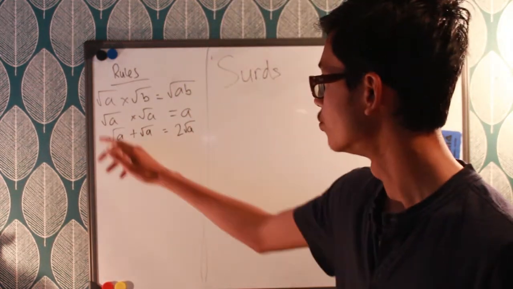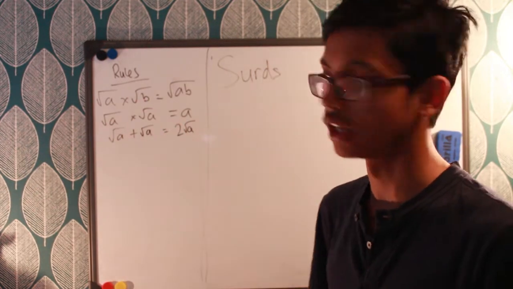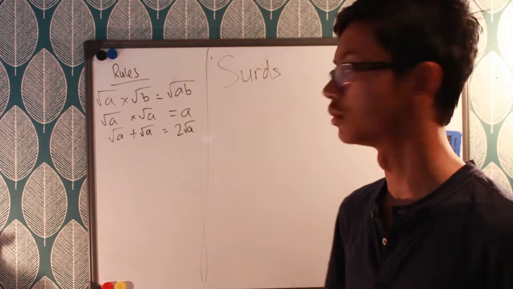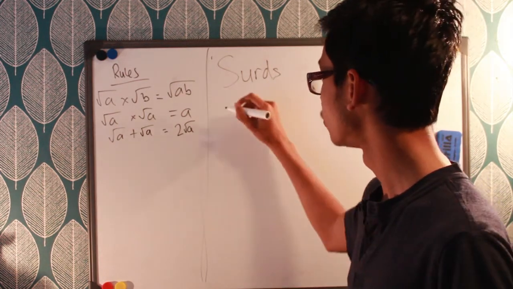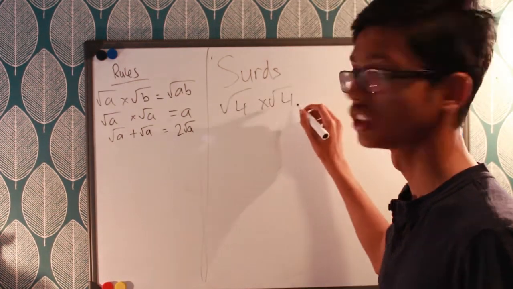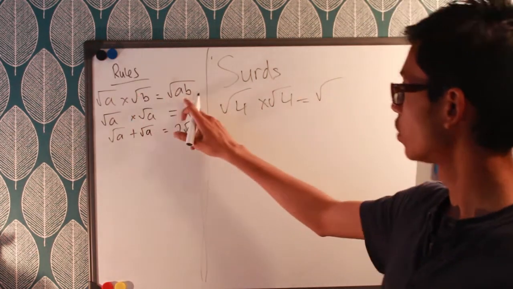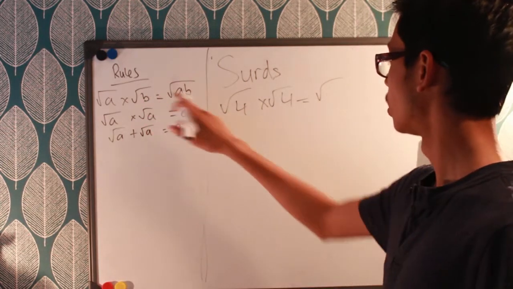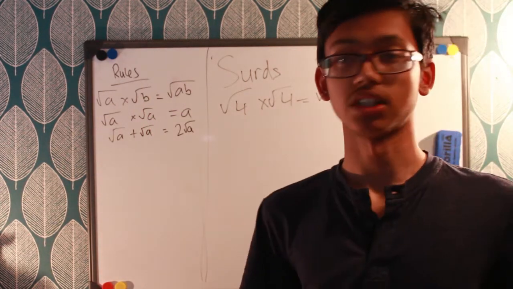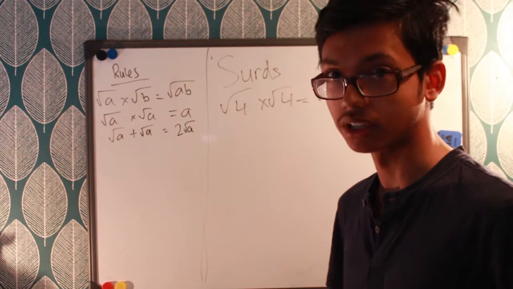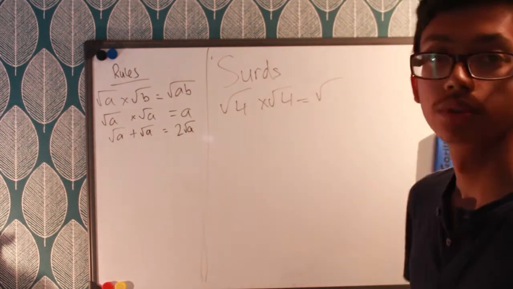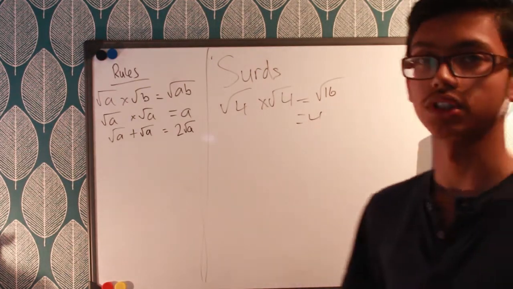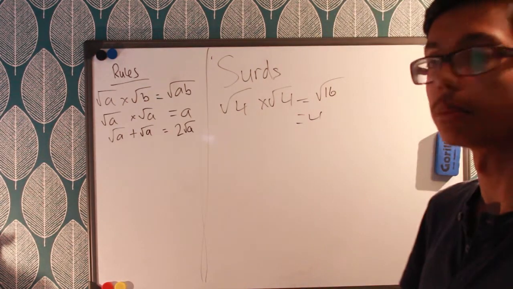Another rule we have to look at is root A times root A is equal to A. Now let's plug in a number. Root 4 times root 4 is equal to 4. And the reason why is because if you follow this rule, A can be any number, B can be any number. Now root 4 times root 4 is the same as saying root 16, and root 16 is the same as saying 4 because the square root of 16 is 4, because 16 is a square number.